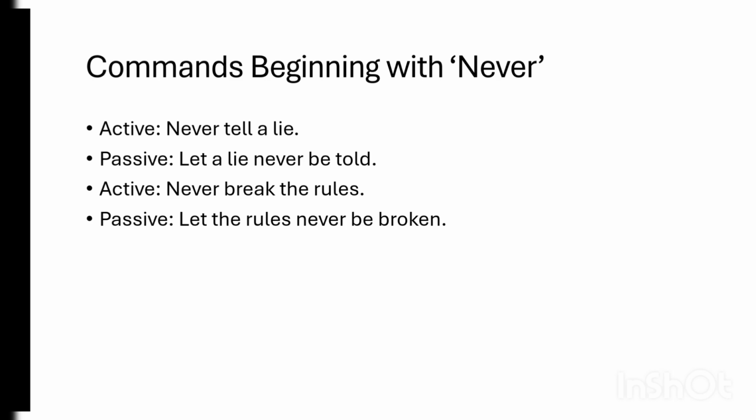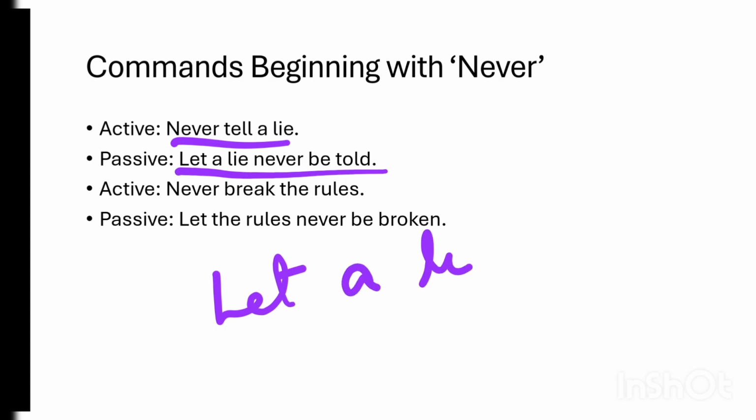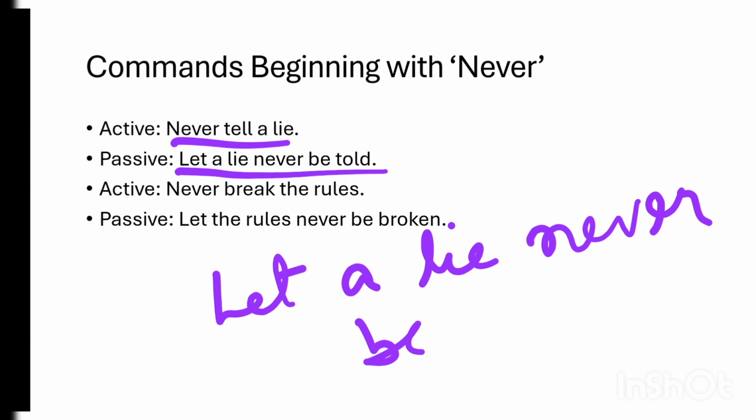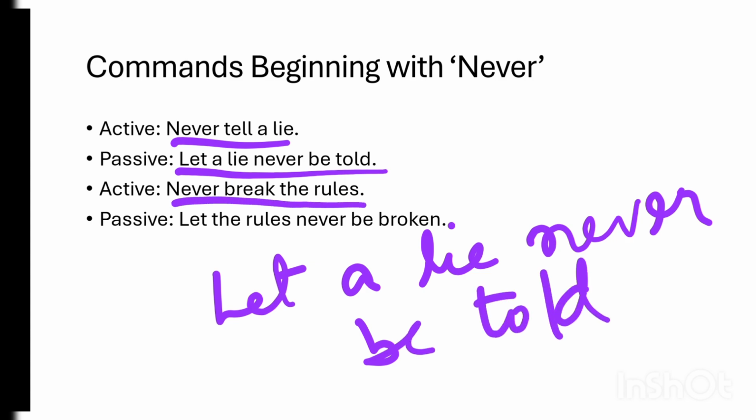Now, commands beginning with never. Never tell a lie: let a lie never be told. If never is there in the active, you use never in the passive. First let, then the object, a lie, then never, then be, then the third form of the verb, told. Never break the rules: let the rules never be broken.